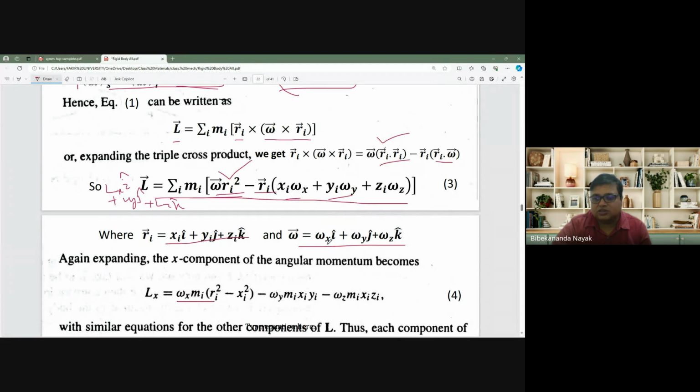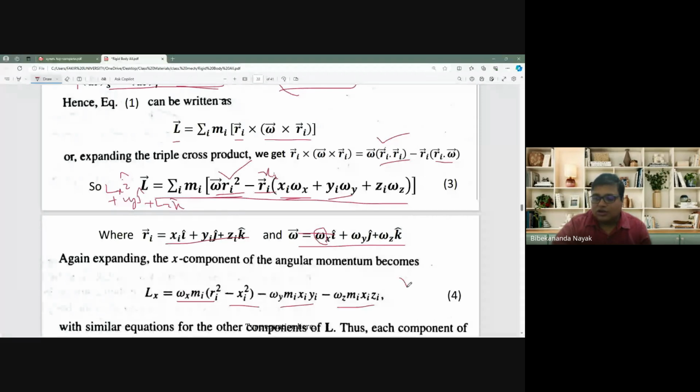I cap means omega x square x_i. Omega x x_i, sorry, r_i. Omega x r_i means what? x_i i cap, y_i j cap, z_i k cap. So i cap means it will multiply with x_i. So this term is multiplied with x_i: x_i square omega x, x_i y_i omega y, x_i z_i omega z. That will be minus x_i square omega x, x_i y_i z_i.